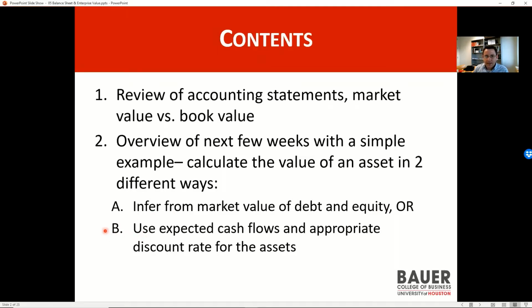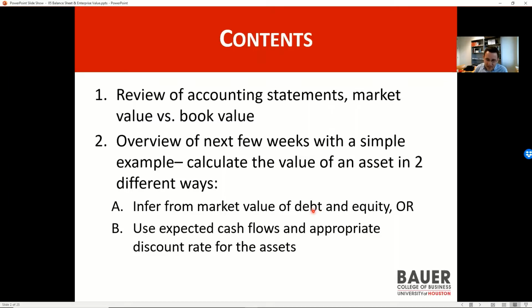Now, the other way to go is part B here. This is what we typically will do. We want to forecast the cash flows for the project. We want to discount those cash flows and get the value of the asset. Okay. Now, they're both going to need the balance sheet.